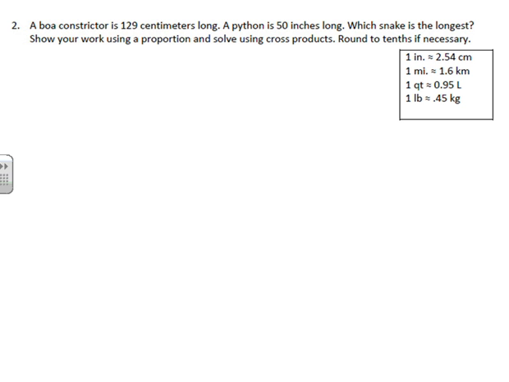A boa constrictor is 129 centimeters long, and a python is 50 inches long. Which snake is longest? It does tell us to show our work using a proportion and solve using cross products. So if I'm setting up a proportion, I need two fractions that are equal to each other. That's what makes something a proportion.